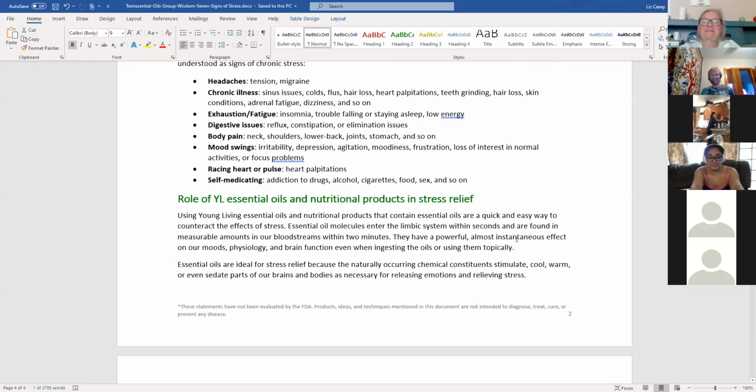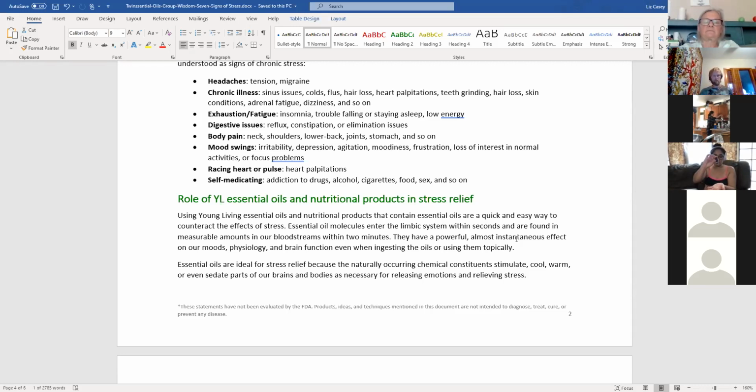I'm just saying. So the role of Young Living essential oils in nutritional products and stress relief. Using Young Living essential oils and nutritional products that contain essential oils are a very quick and easy way to counteract the effects of stress. Essential oil molecules enter the limbic system within seconds. All you have to do is put a drop in your hand, activate that oil, do your lotus breath. Within 20 seconds, those molecules are so tiny that they pass the blood-brain barrier. So they go right into your limbic system and they are in measurable amounts in your bloodstream within 2 minutes.